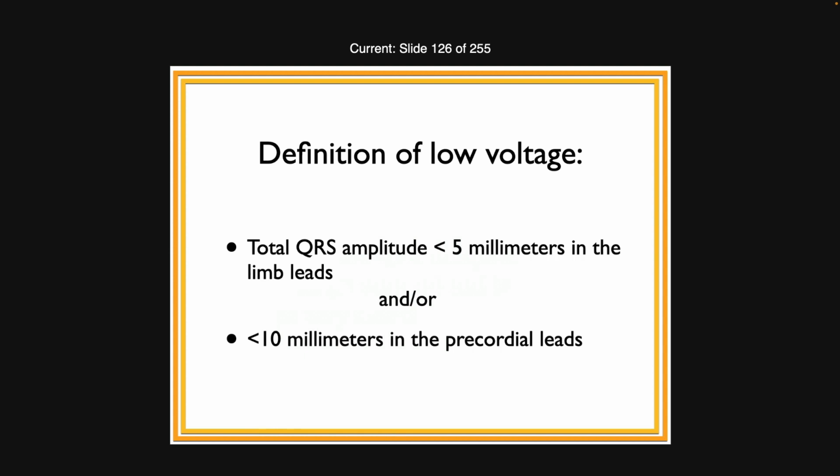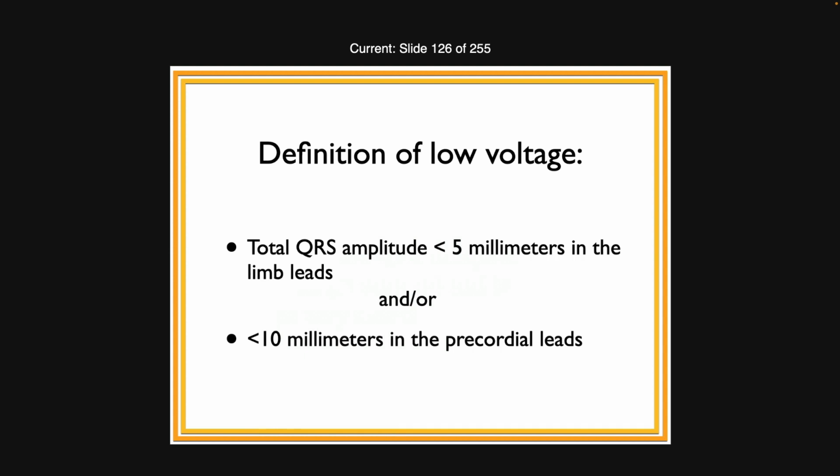First of all, when you hear somebody saying, oh, they have low voltage, what's the definition of low voltage? Total QRS amplitude, meaning from the very bottom to the very top. So from the bottom of the S to the top of the R, or the bottom of the Q to the top of the R, total amplitude. If it is less than 5 millimeters at normal calibration in the limb leads and/or less than 10 millimeters in the precordials, that's our cutoff. Anything less than that is defined as low voltage. Of course it's a bit of an arbitrary number, like all these numbers are.